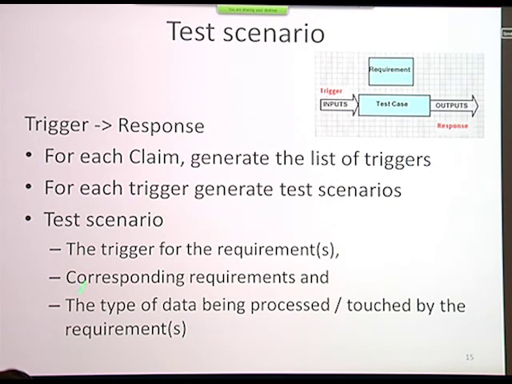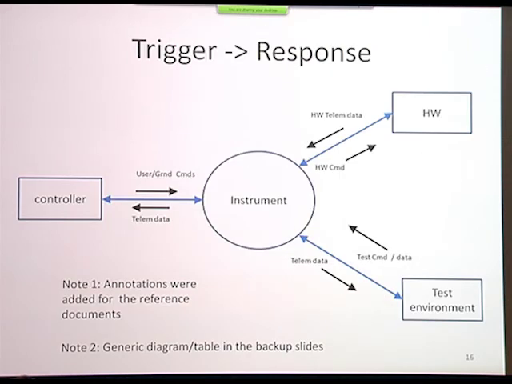So here we are: trigger for the requirement, corresponding requirement, and then the type of data being processed. Okay, just a graphical notation for our system. Here we had the science instrument, a controller for that, hardware aspect, and then the test environment. And most of the triggers over here were user or ground commands. Then for each of the given commands, the instrument flight software produced one or more hardware commands across this interface, and during this process we could use the test environment to provide responses to the system for a given scenario.